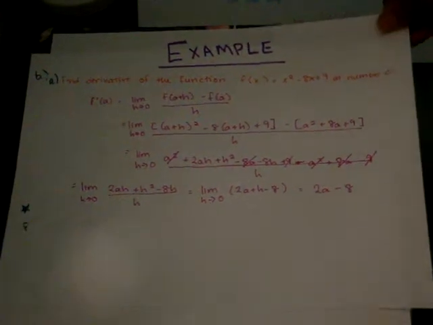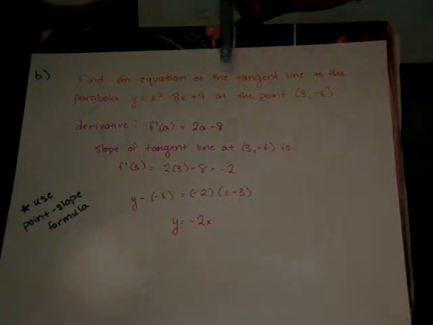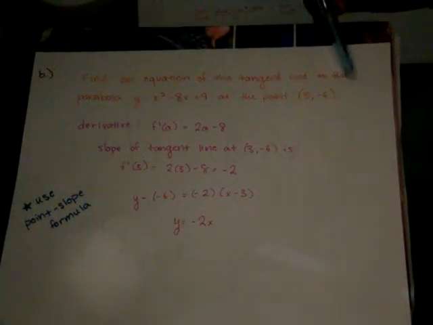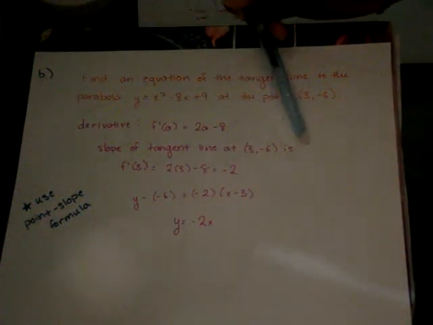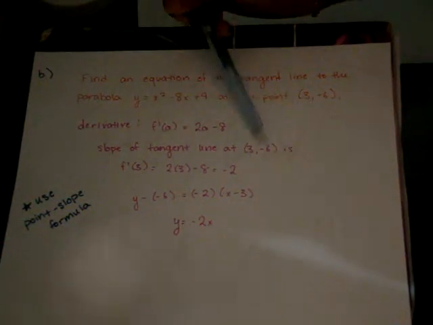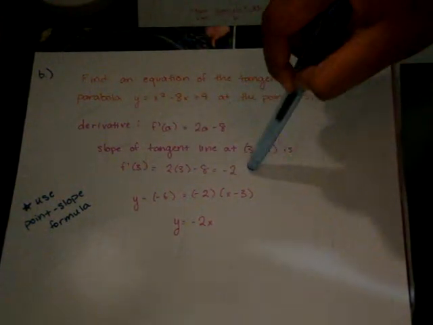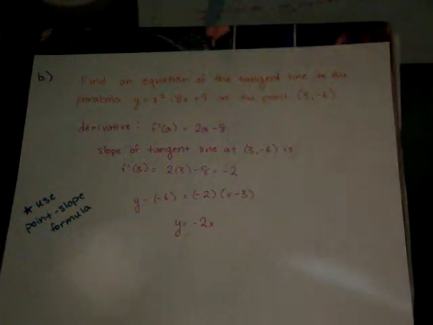You can think of the derivative as the same as a slope. To take that problem a little bit further, find an equation of the tangent line to the parabola at the point (3, negative 6). So you have your derivative and the slope of the tangent line at (3, negative 6). You just have to plug in the x coordinate, which would be for a, and you get negative 2. That's your slope. Use the point slope formula and use your coordinates, and you get the equation y equals negative 2x for your tangent line.